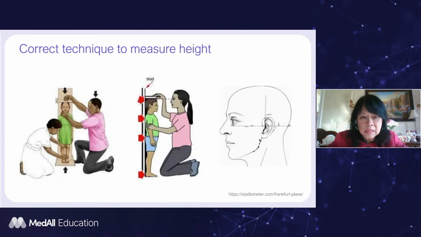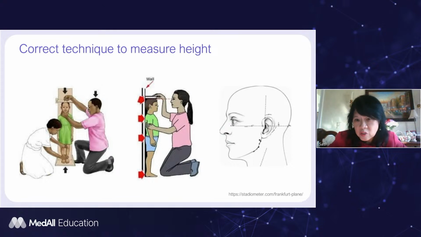And for correct technique to measure height for an older child, it's best to have a second person to help make sure that the child is standing against the wall or the board at the back, with the shoulders, knees and ankles, everything touching the board. Then we need to make sure that the head is positioned in the correct plane, and we have this imaginary line that runs from the bottom of the eye socket to the top of the ear canal.